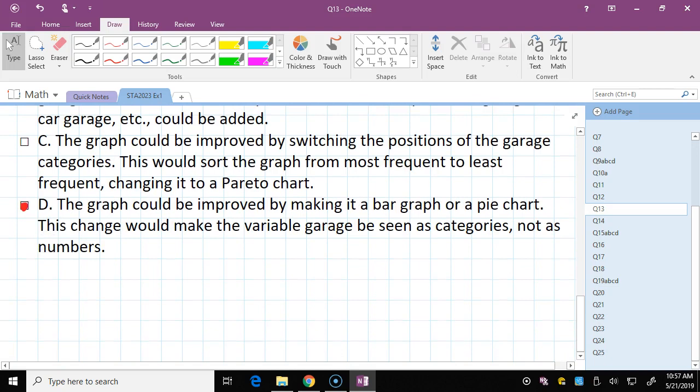Switching this around, well, but it's not a bar graph to begin with. So doing this doesn't make any sense at all anyway, because it's not a bar graph, it's a histogram. D is the only logical choice for this, because we know it's categorical, so why don't we make it look categorical? Why don't we turn it into a pie chart or a bar graph? Make sense?